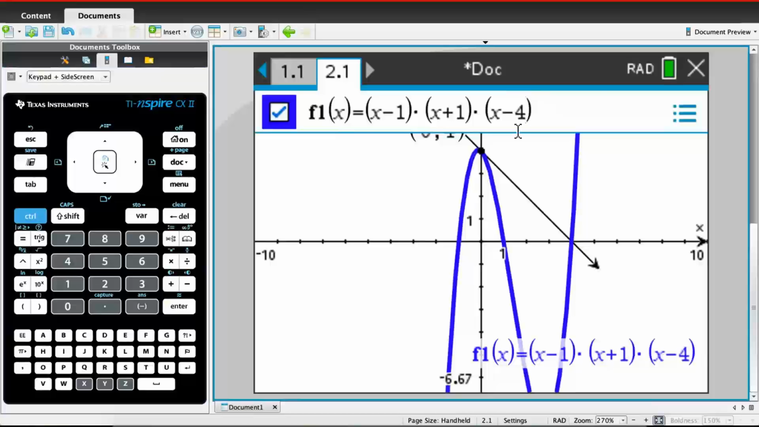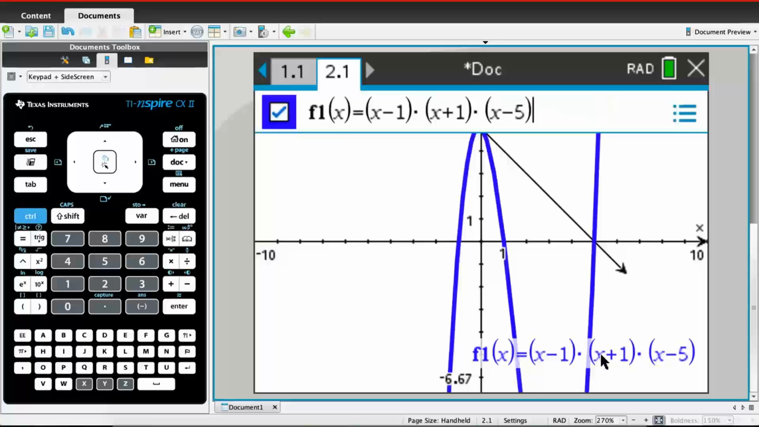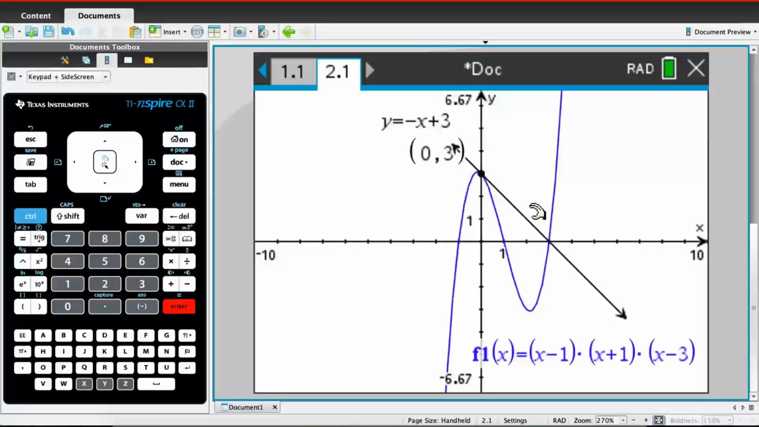If I change that to be 5, my tangent is going through the point x equals 5. I was told it needs to go through the point x equals 3. So clearly, it suggests that this value needs to be 3. My equation of the tangent then is y equals minus x plus 3, which is the same as what I actually found out analytically through my explanation earlier. So that's pretty cool.